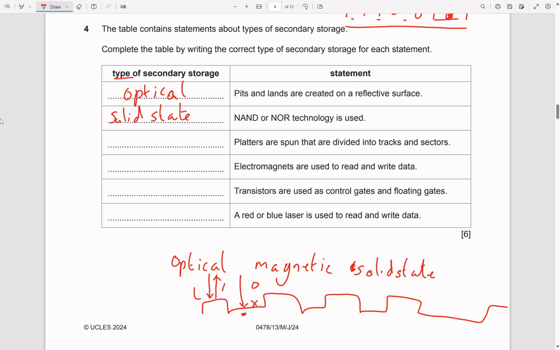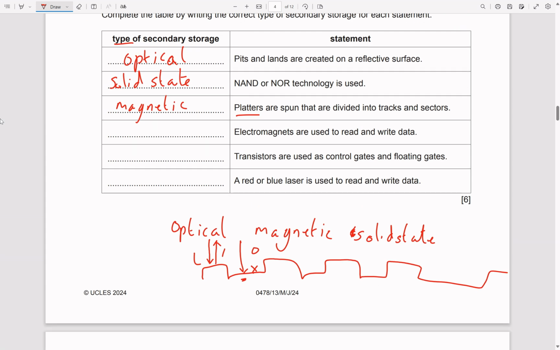Right, then platters are spun that are divided into tracks and sectors. So that's going to be magnetic. In particular, when it's talking about a platter, a platter is the disk, so this is going to be a hard drive. A hard drive is going to be a disk like this, and that's the platter. The tracks, you can think of each different radius as a track. So this would be one track, and this here will be another track. And then the sectors, you can think of a sector as part of a track.